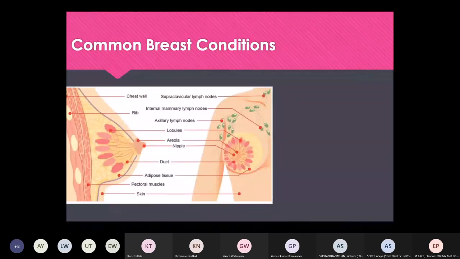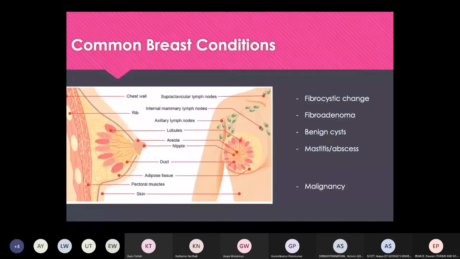So we're going to talk about breast cancer and just briefly common breast conditions. So things that you might come across early on in med school are fibrocystic change. This is when people are going through their menstrual cycle and you get changes of the breast. So women often say, my breasts feel quite lumpy at certain times of the month, but then that changes with where they are in their cycle.